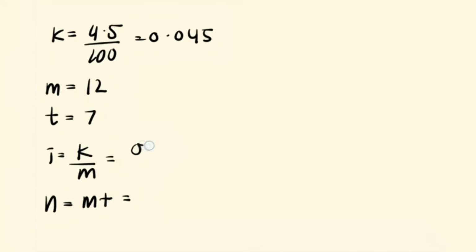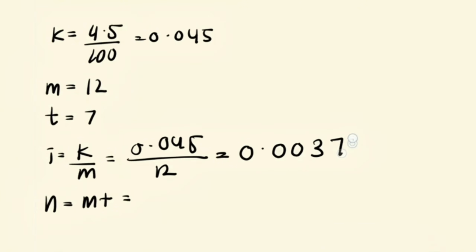our periodic interest rate is 0.045 divided by 12 equals 0.00375. Our total number of monthly payments is 7 multiplied by 12 equals 84 months.